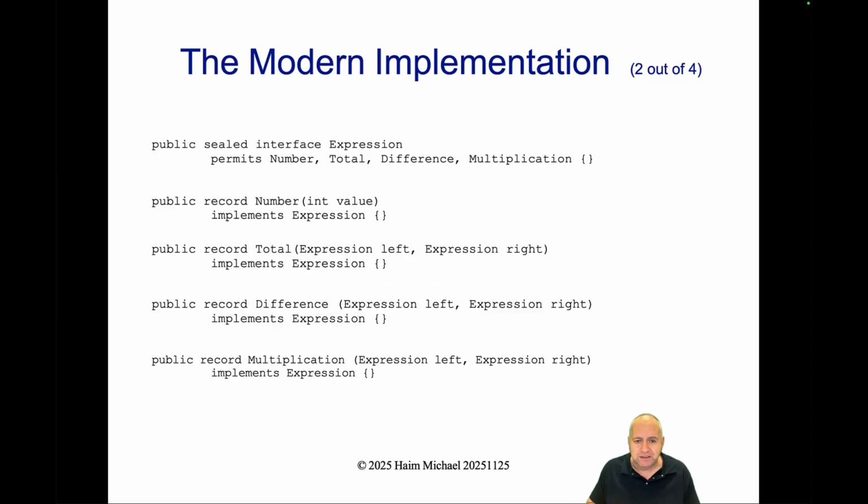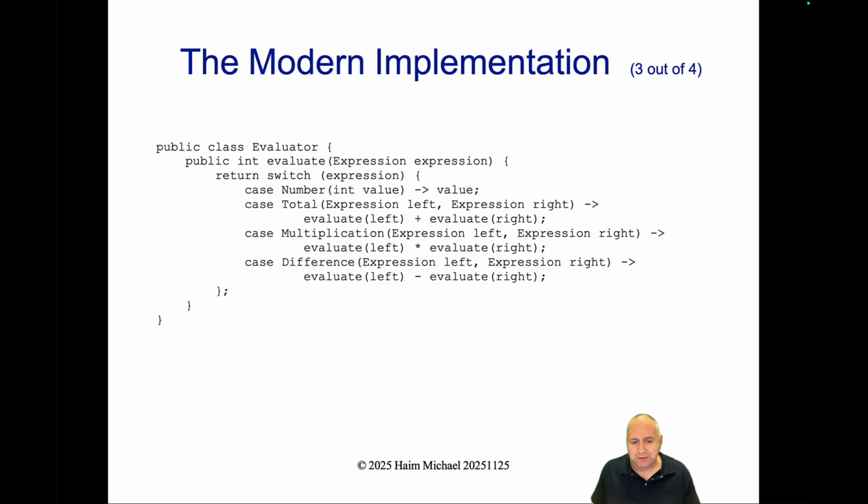Now, if you look at this code, you can see that the interface expression was defined as a sealed type, meaning only the specific types listed here, number, total, difference, and multiplication, can actually be part of our program. That leads to having a switch expression that can always work and can always evaluate the expression object according to its type.